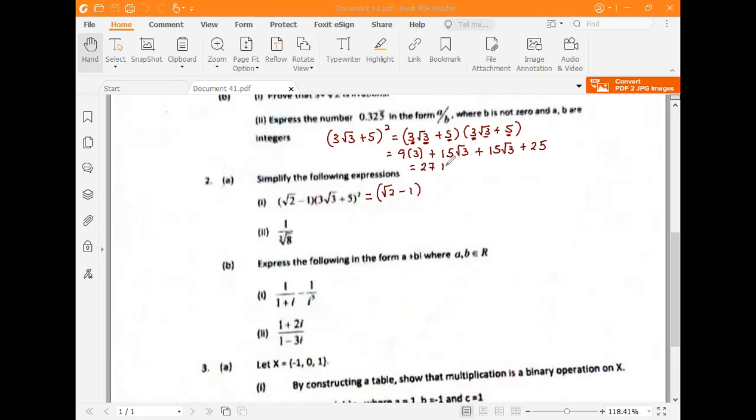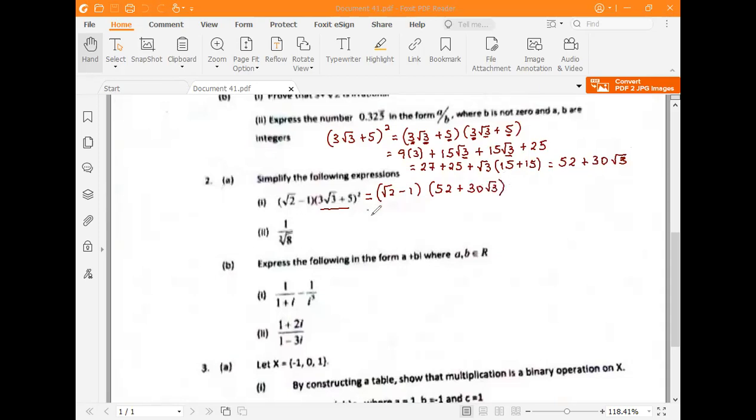27 plus 25, plus root 3 is common, so I'll factor it out. I'll remain with 15 plus 15. So what is 27 plus 25? That is 52 plus 15 plus 15, 30 multiplied by root 3. So this part has given us 52 plus 30 multiplied by root 3.